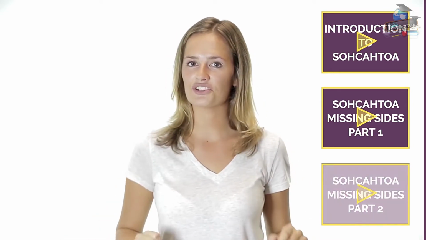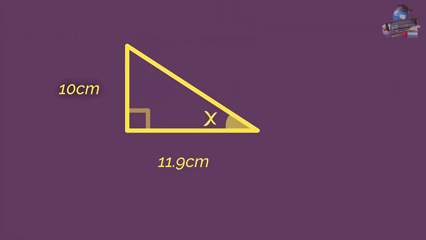In previous videos, we saw how to use SOHCAHTOA to find missing sides. In this video, we're going to look at how to use it to find missing angles. Before we start, you need to know what SOHCAHTOA stands for and be comfortable using sine, cos and tan. If you're not sure, watch our earlier videos first. Let's jump straight in with an example.